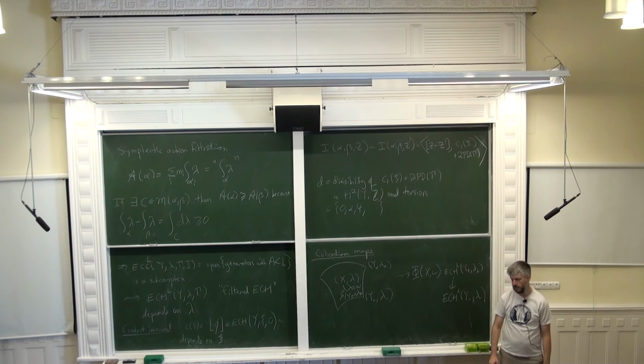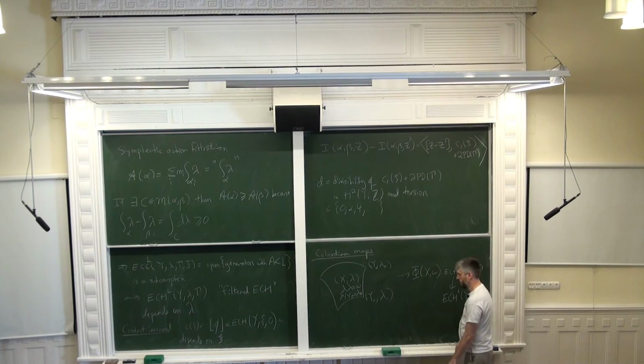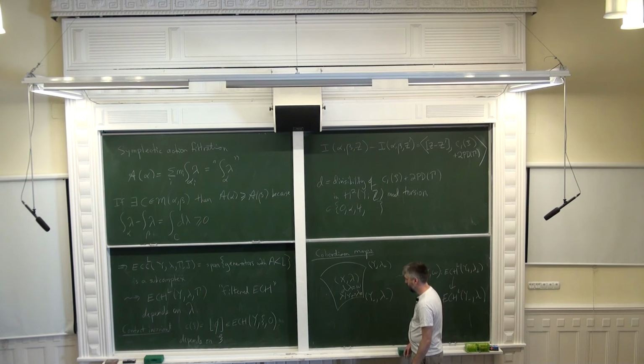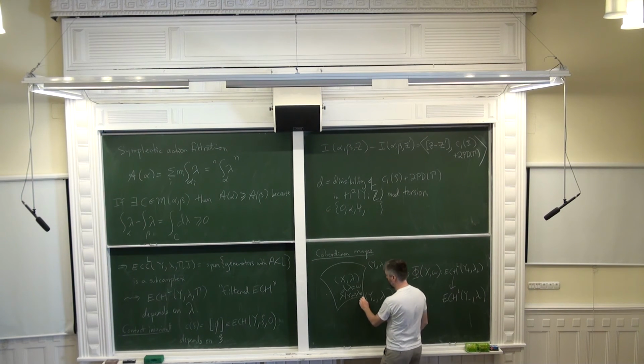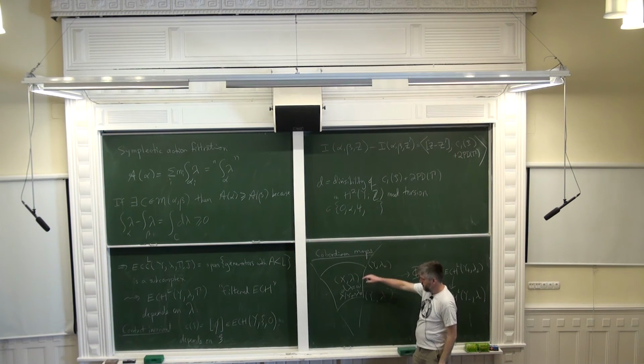So how do we define something like this? Well, the usual thing you do is attach cylindrical ends to this that look like symplectizations. Then you would count I equals 0 curves in the symplectization and use that count to define a chain map.